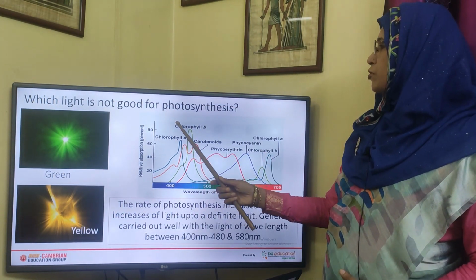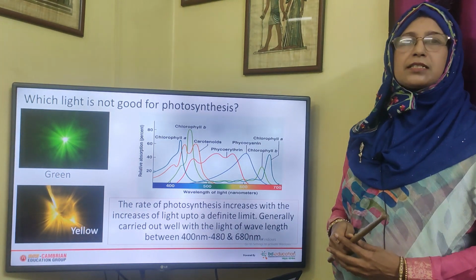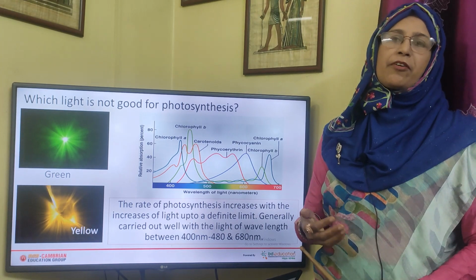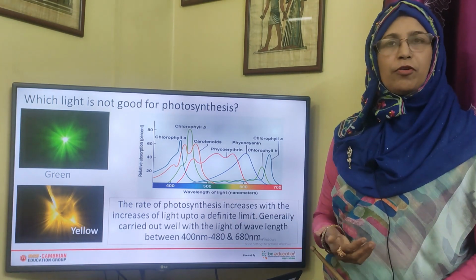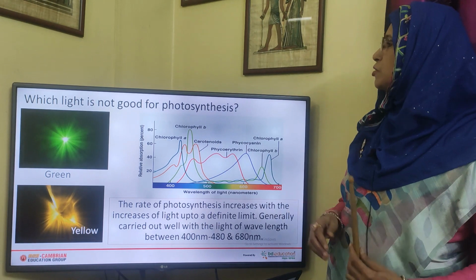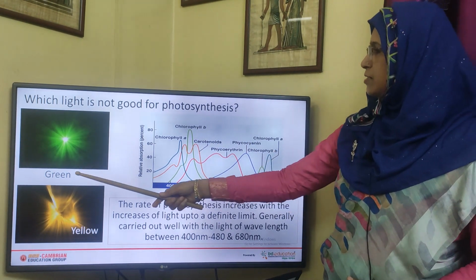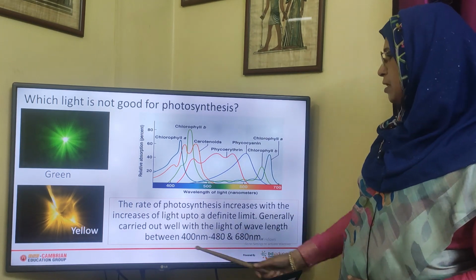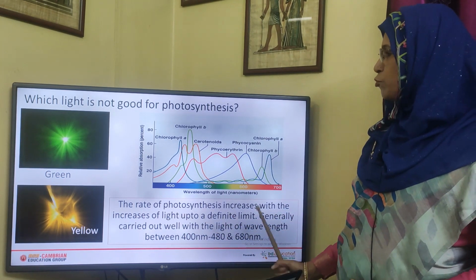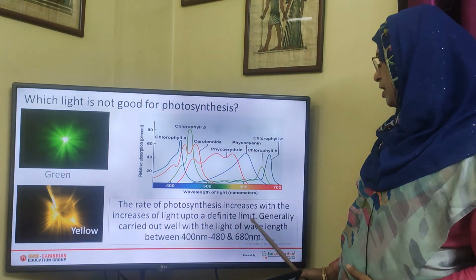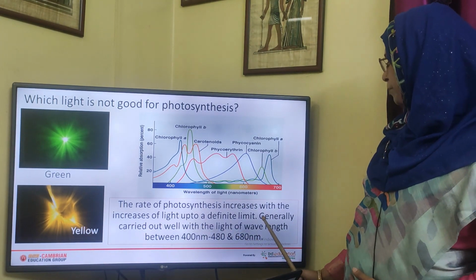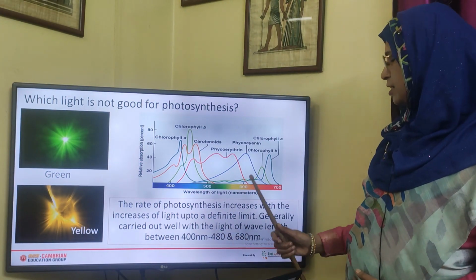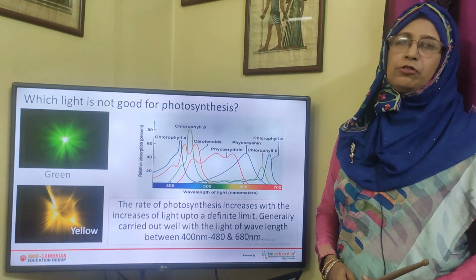Which light is not good for photosynthesis? Just now we have seen which colors are good for photosynthesis. Now which light is not good for photosynthesis? See, green and yellow, because the rate of photosynthesis increases with the increase of light up to a definite limit, and is generally carried out well with light of wavelength between 400 to 480 and 680 nanometers.